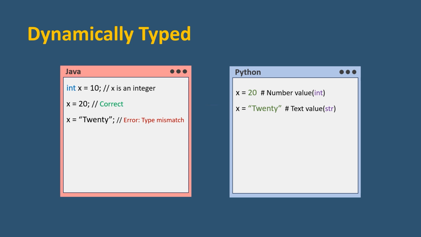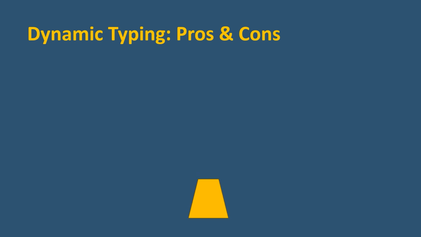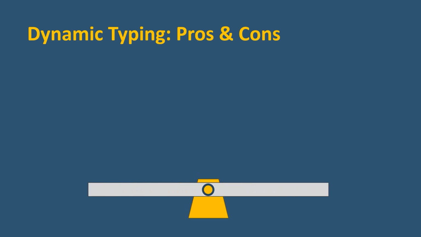Python automatically determines the type of the variable based on the value assigned to it. Additionally, Python allows variables to be reassigned to different types of values during runtime. This flexibility of letting data types change makes Python easier to use. Dynamic typing has both pros and cons. Let's take a quick look at each side.